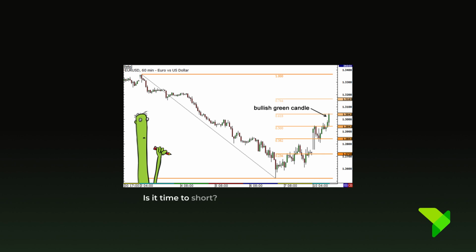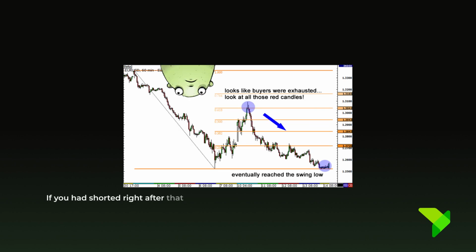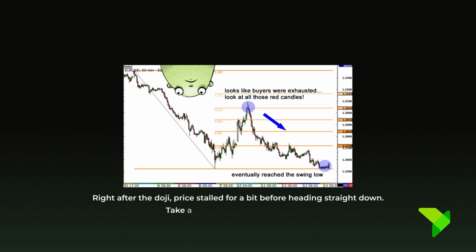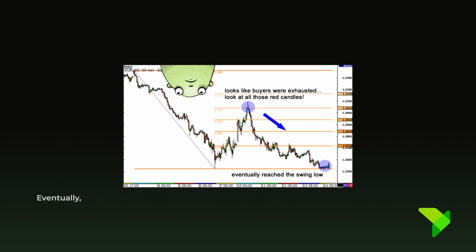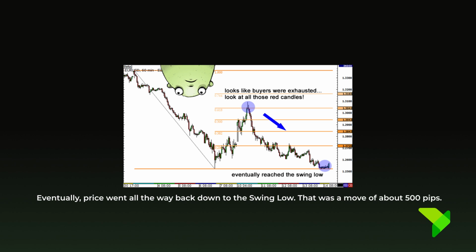Is it time to short? You can never know for sure. If you had shorted right after that doji had formed, you could have made some serious profits. Right after the doji, price stalled for a bit before heading straight down. Take a look at all those red candles. Eventually, price went all the way back down to the swing low. That was a move of about 500 pips.